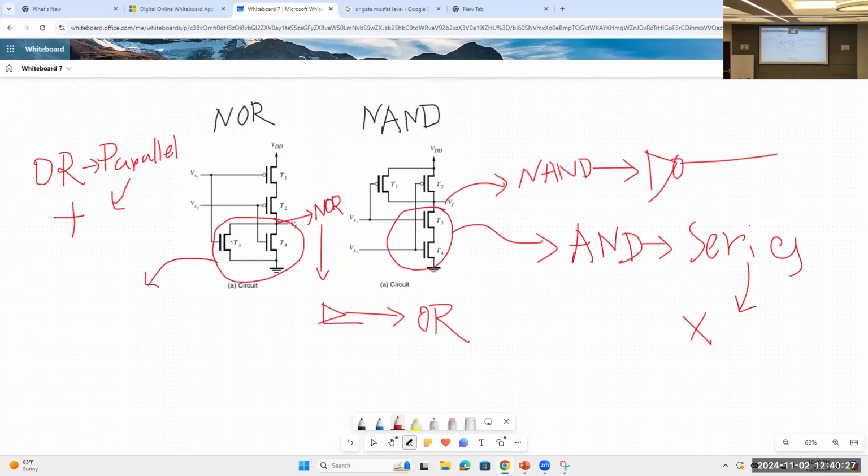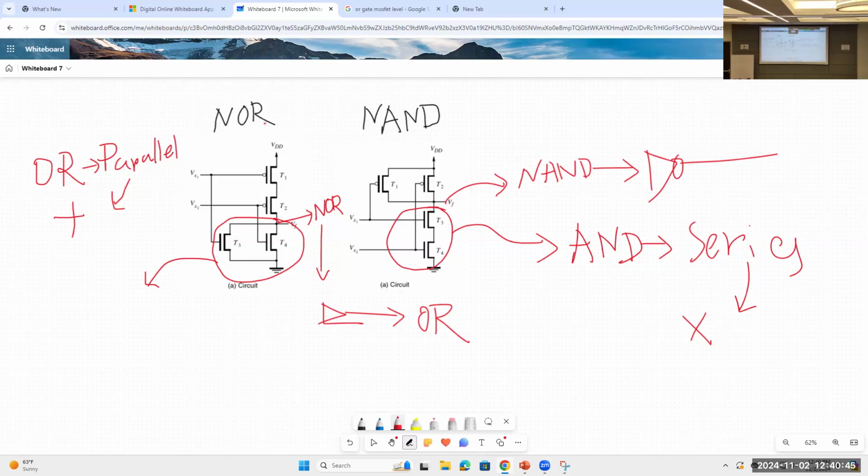Here, the NMOSes are connected in parallel, but look at the PMOS network. They are in series. They are complementary to NMOS. I mean, if the NMOS is connected in parallel, the PMOS will be connected in series. They are totally opposite.